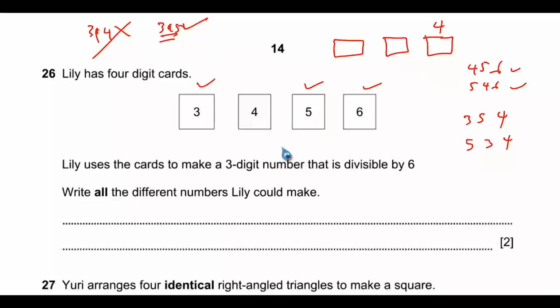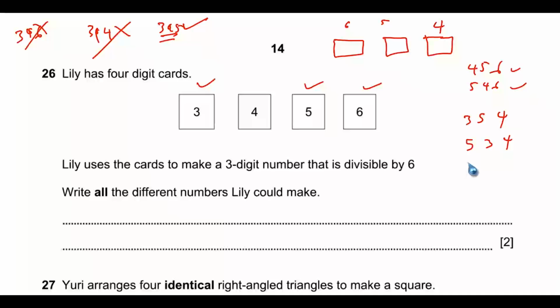So let's see another one we could combine. We can combine 3 and 6. 3 and 6 add up to 9. 9 add 4 will be 13. 13 is not divisible by 3, so that means we cannot use 3 and 6. The last option will be 5 and 6. 5 and 6 add up to 11. 11 add 4 will be 15. So 15 is divisible by 3. That means we can have 6 and 5 here.